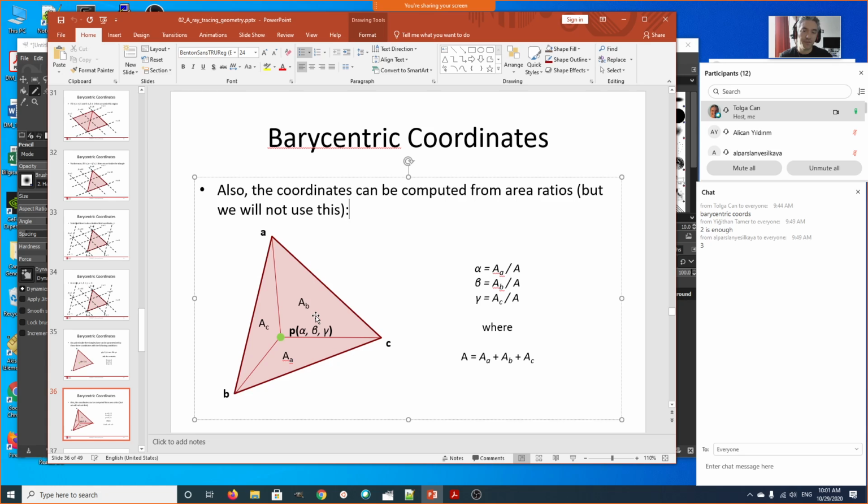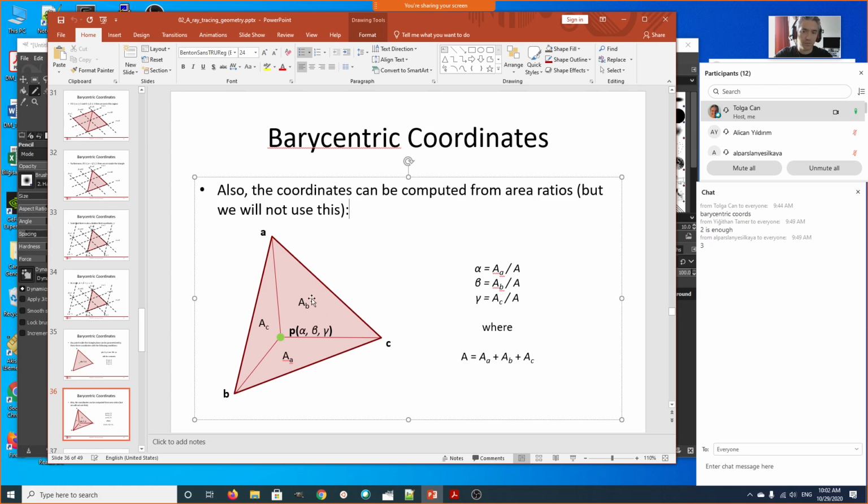But consider the reverse problem, in which the point's coordinates are already given to you. If somebody gives you the XYZ coordinates of the point, can you find out what beta and gamma are? The way to do that is by using these area ratios. If you know the point coordinates, you can compute the area of the triangle. With just the 3 coordinates of a triangle, you should be able to compute its area, right?